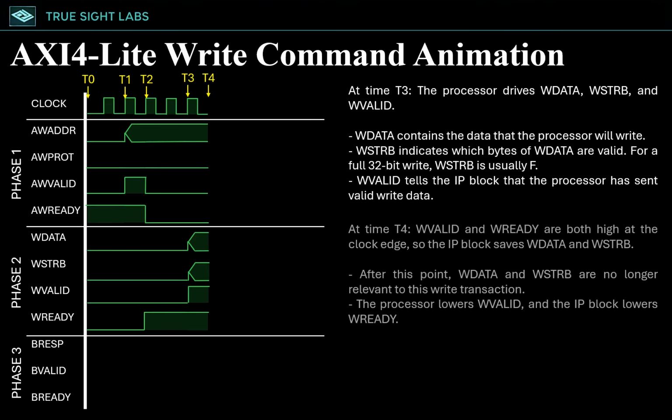At time t4, W valid and W ready are both high at the clock edge, so the IP block saves W data and W strobe. After this point, W data and W strobe are no longer relevant to this write transaction. The processor lowers W valid and the IP block lowers W ready.